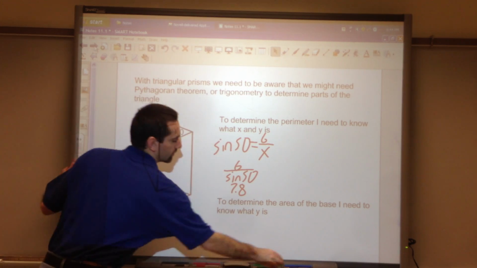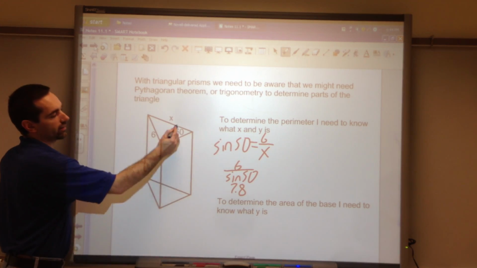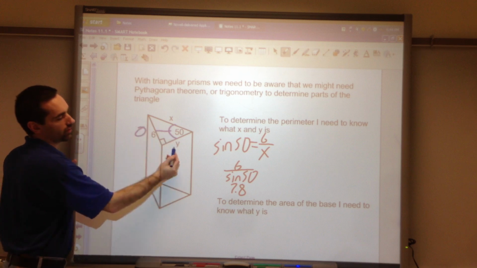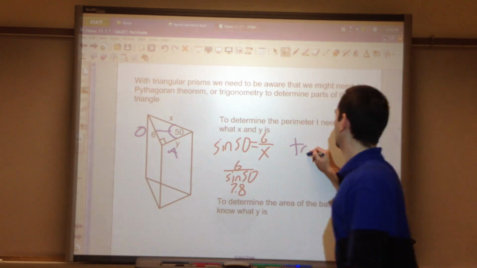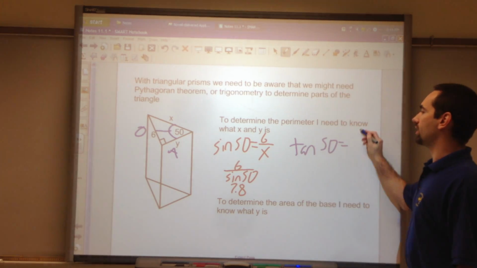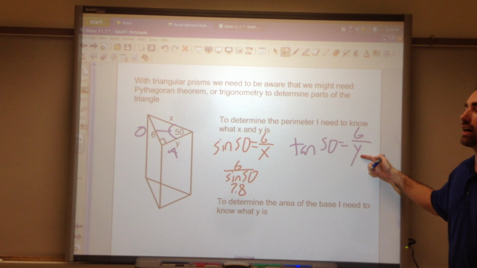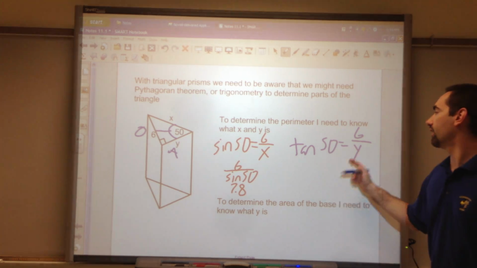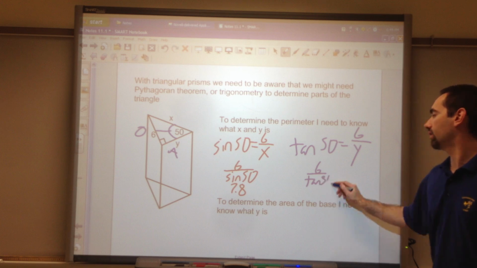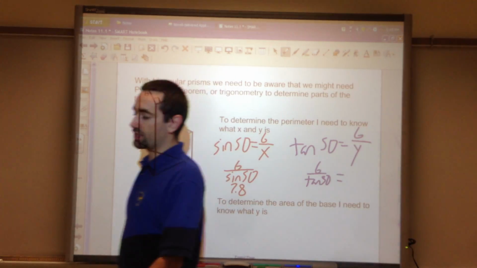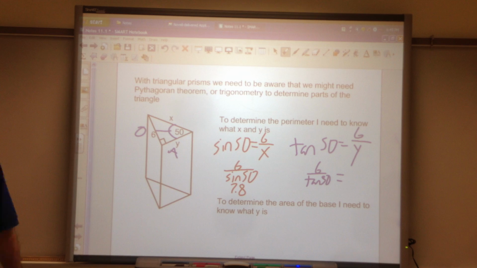Now, let's find y. Opposite, adjacent, OA, tangent. So tangent of the angle is the opposite over the adjacent. Y is again on the bottom. Divide. So I do 6 divided by tangent of 50, and I get 5.